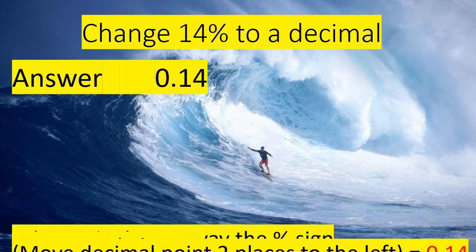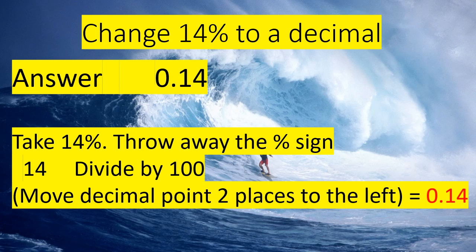So how do we do that? We take 14% and we throw away the percentage sign. So we have only 14. And then we divide by 100. And we do that by moving the decimal point 2 places to the left. So 14 becomes 0.14. And that is the answer.